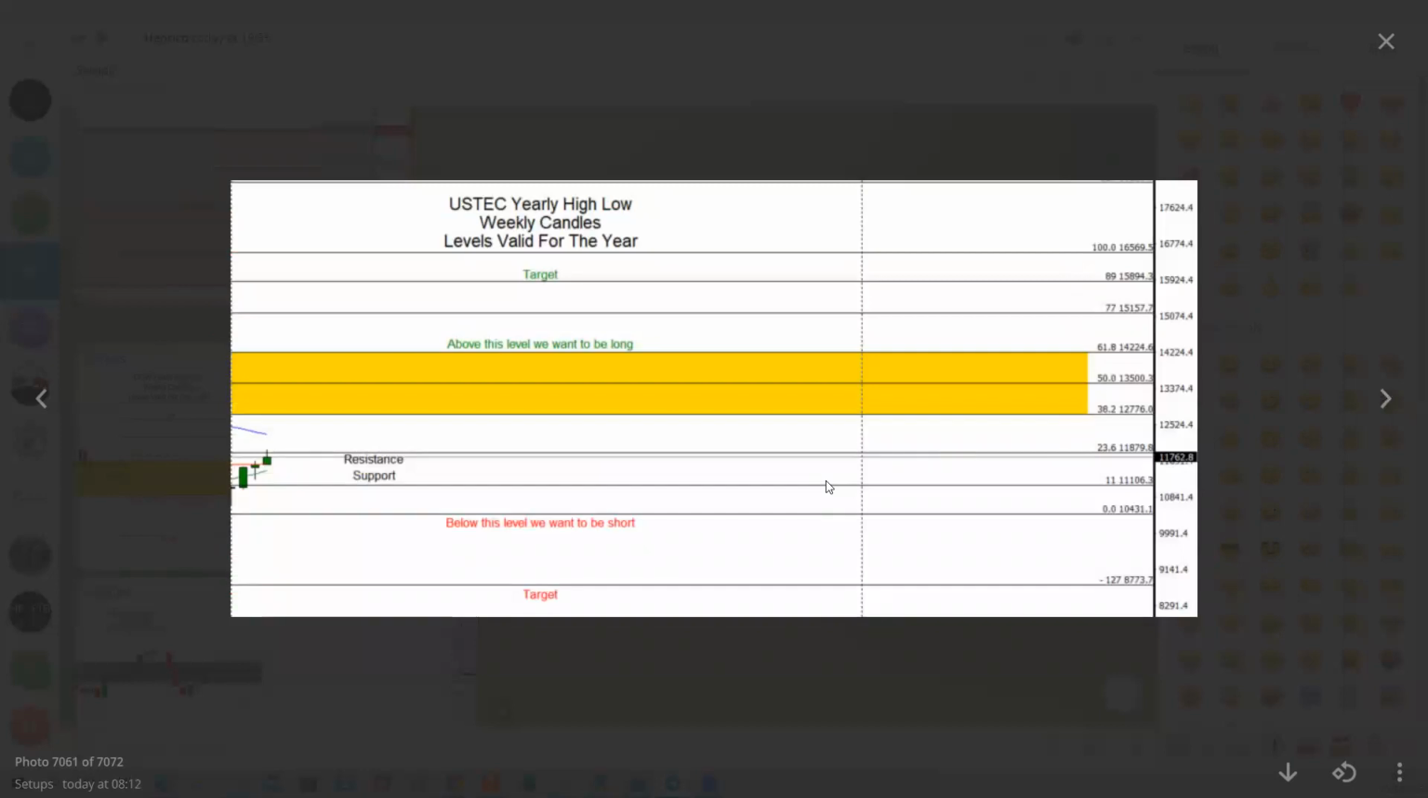On the USD yearly high-low, currently between levels of 23.6 and 11. If you look at the moving averages, 50 is above 21, above 8. That's indicating trend is down. So now we're looking for a push below the zero level to aim for the minus 127 target.